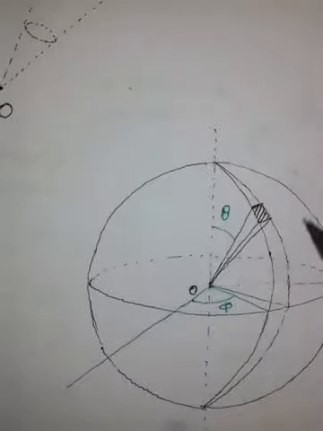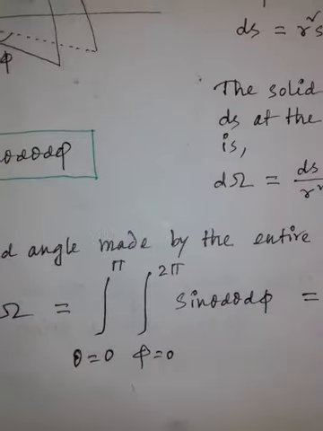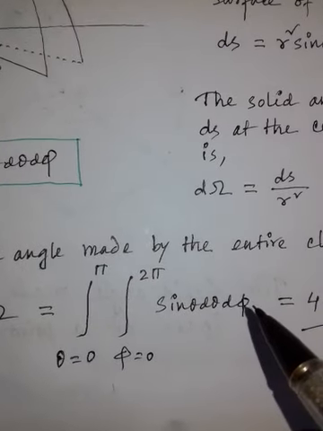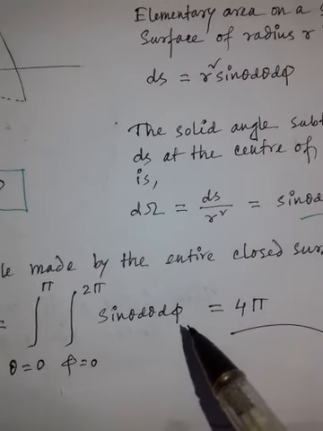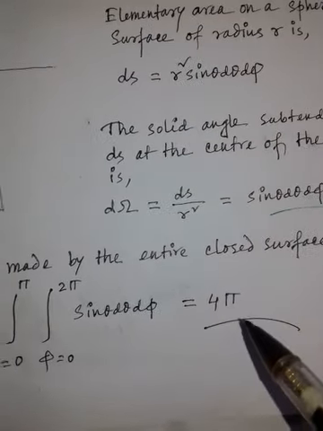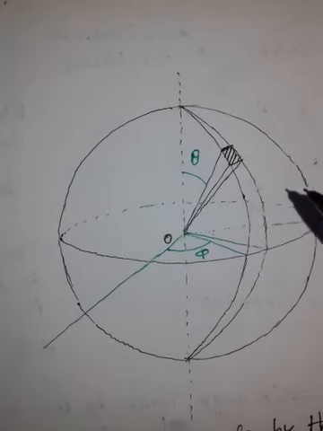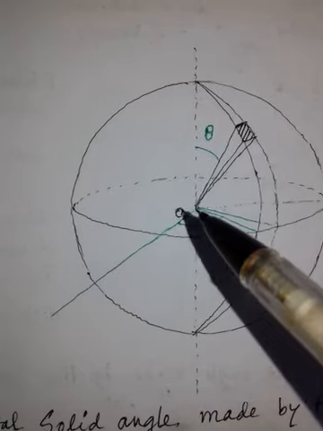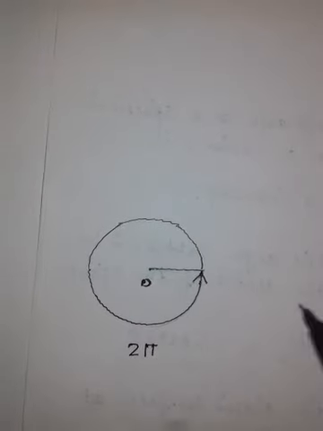Why does theta run from 0 to pi? Look at this figure. Theta runs from 0 to pi and phi from 0 to 2 pi for one complete circulation. After taking this integration, a very simple integration, d phi gives 2 pi and sin theta d theta gives minus cos theta. Putting in the limits, we get ultimately 4 pi. So a closed surface makes a total 4 pi solid angle at its center, whereas for the two-dimensional angle we know that for a complete circulation we get 2 pi angle.